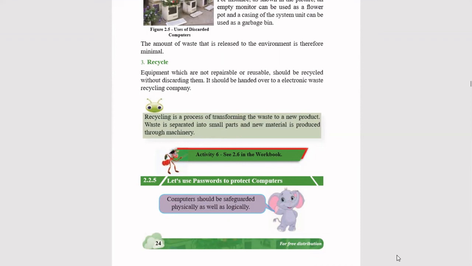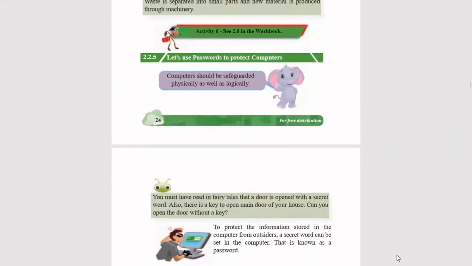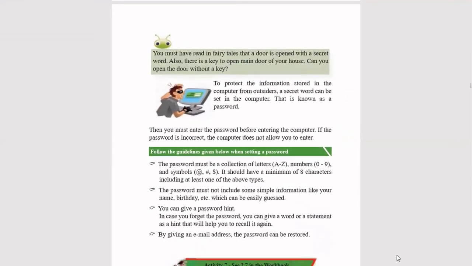But how to protect the computer logically? It's the password. So what do you mean by password? To protect your information stored in the computer, you can use some kind of a secret word. This is called a password, right? So only if you know the password, you can enter the system. And if the password is wrong, that person cannot enter the computer. So the computer is not allowed for them. So unauthorized people cannot access the computer. Okay, so that's why password is important.